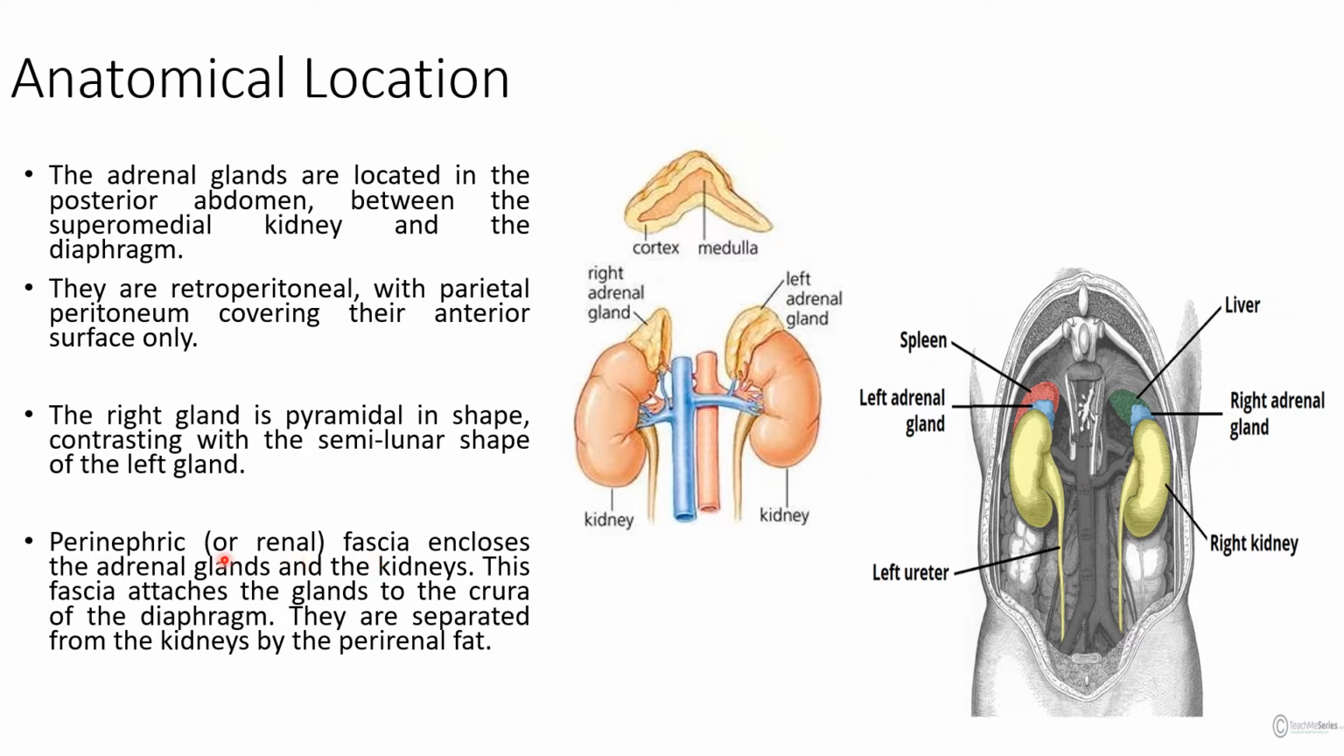The perinephric fascia, or the renal fascia, encloses both adrenal glands and kidneys. This fascia attaches the glands to the diaphragm. They are separated from each other by perirenal fat. Here you can see the gland. This is the diaphragm. On this side you can see the right gland, liver and the diaphragm. The adrenal glands are attached to the crura of the diaphragm of that particular side, and they are separated by perirenal fat.